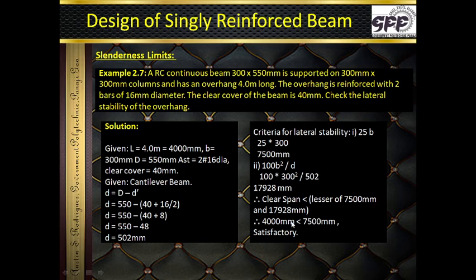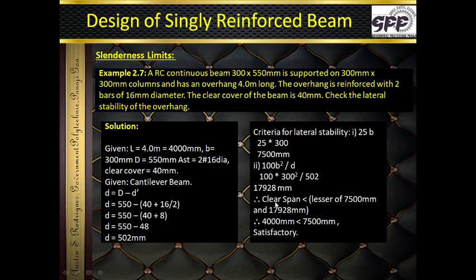Now let us look at the two criteria for lateral stability for a cantilever. First one, 25 times width. So 25 times 300, where 300 is the width. So that comes to 7,500 mm. Second criteria is 100 b square upon d. So it is 100 into 300 square upon 502. So this comes to 17,928.